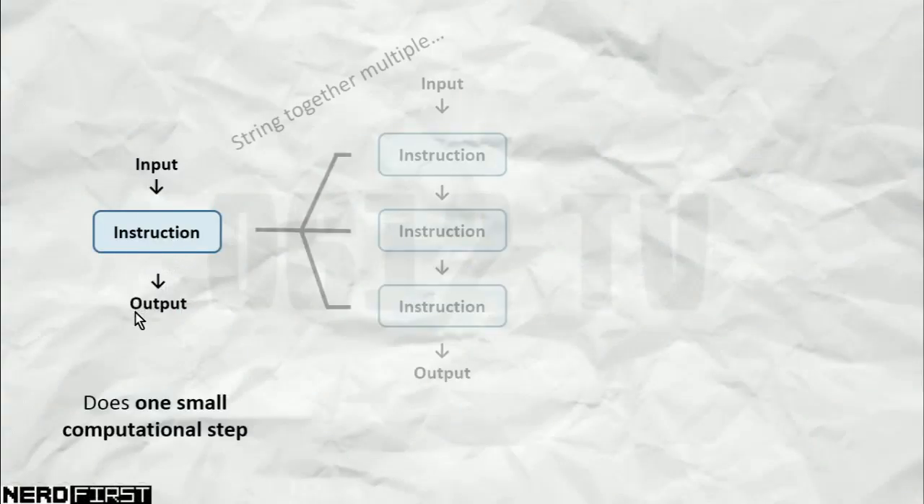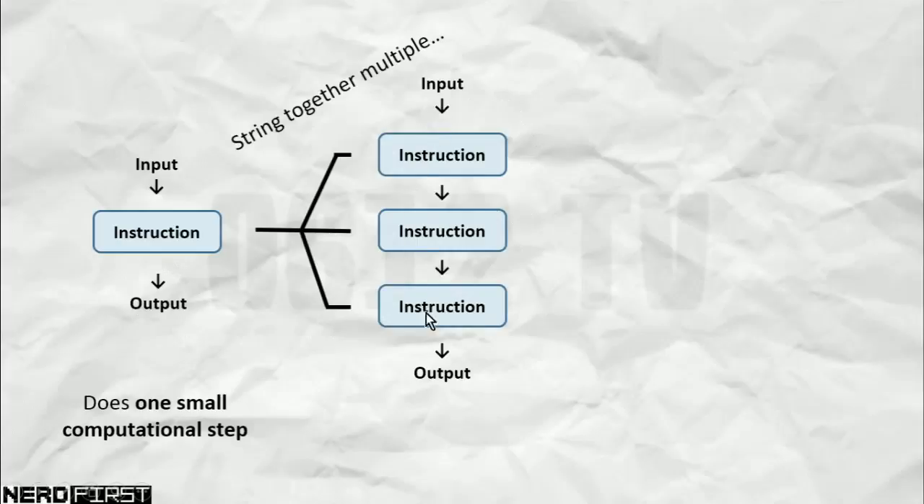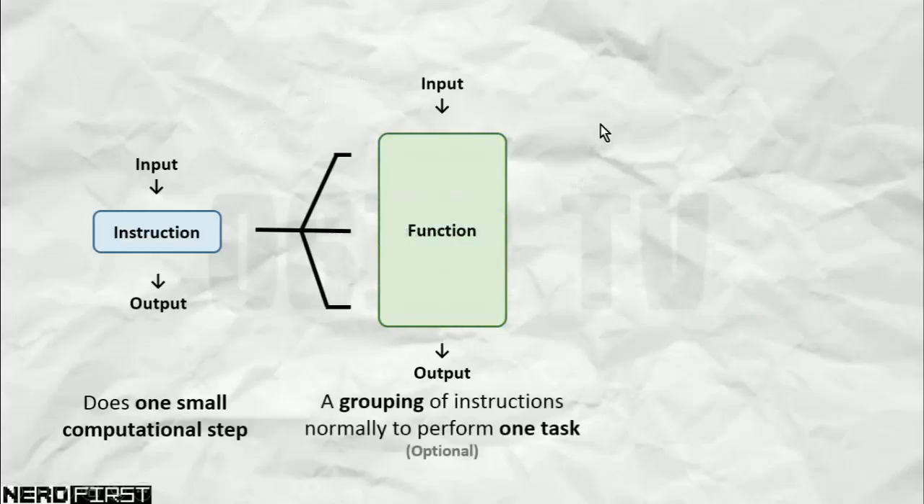Also remember how we could string together multiple instructions to create a program? Well, that could basically be the end of the story. Our program could essentially just be a bunch of instructions all chained together. However, when we get into the realm of functions, there is one more thing we can do. We can group our instructions together to form a function.